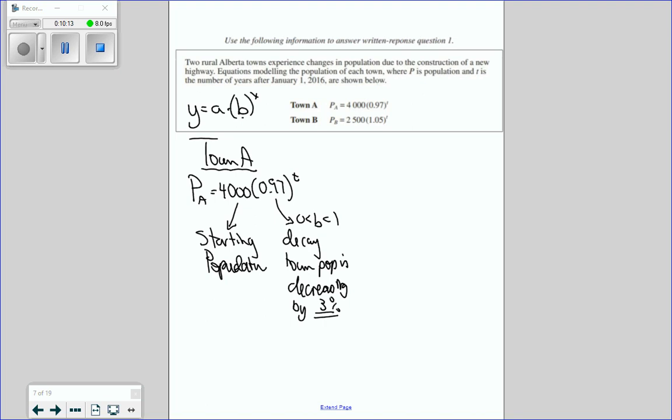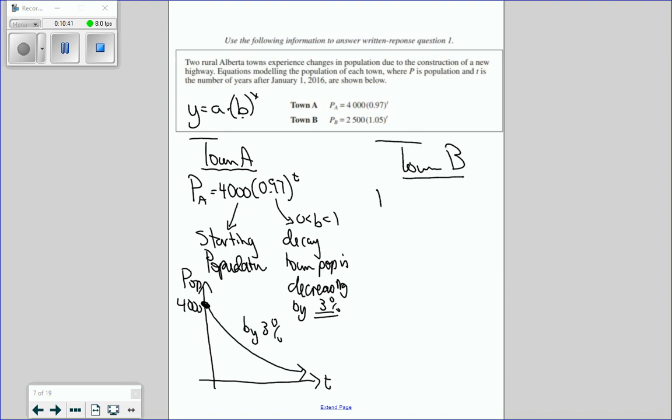That doesn't make sense. Now, if you struggled with the words, you could draw a picture. So you could say, okay, the population is 4,000. It's going down by 3%, like that. So you could draw a picture to help you illustrate. So if you're not sure if you've described it well enough, you can always draw a picture. Now, it did say for both towns. So for town B, the starting population is 2,500.